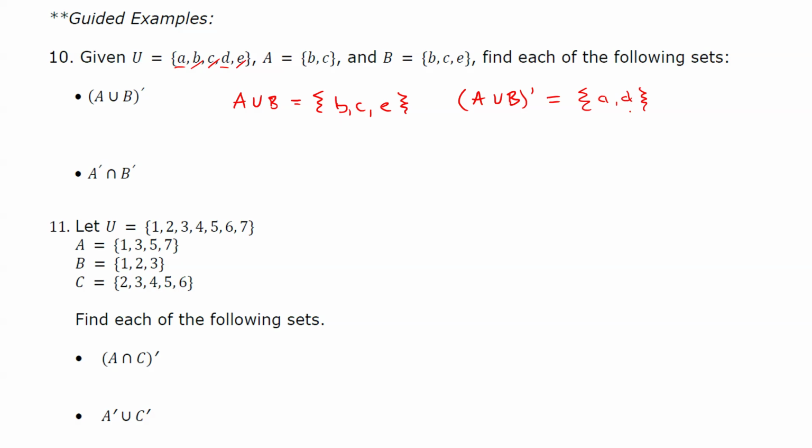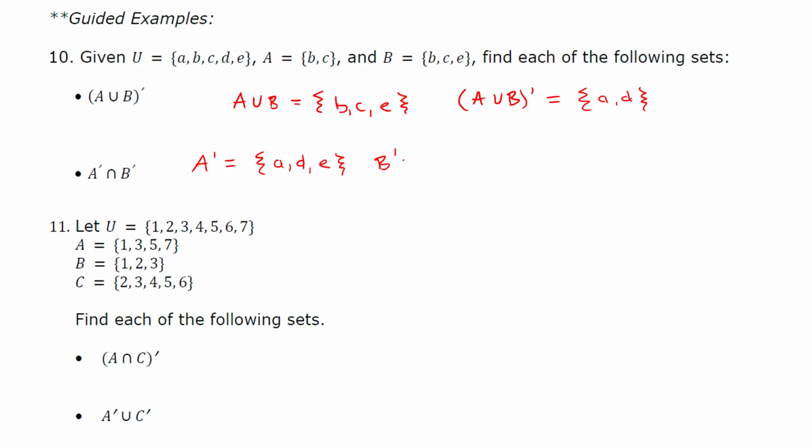The next one, we want the complement of A intersect with the complement of B. So we want to know the intersection between the elements that are not in A and the elements that are not in B. First we need the complement of A. We know set A is B and C, so the complement would be A, D, and E.